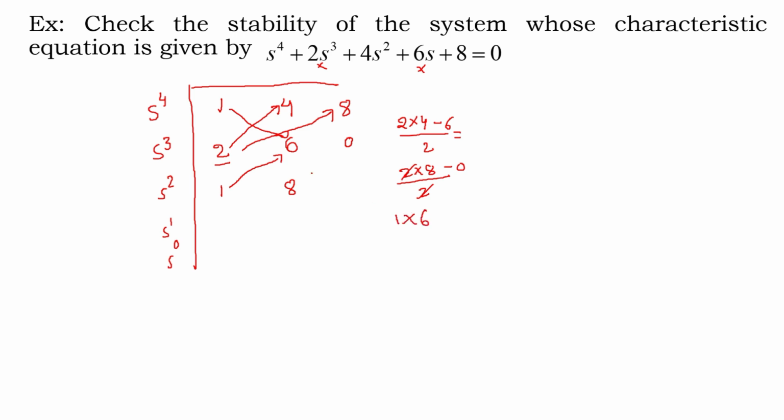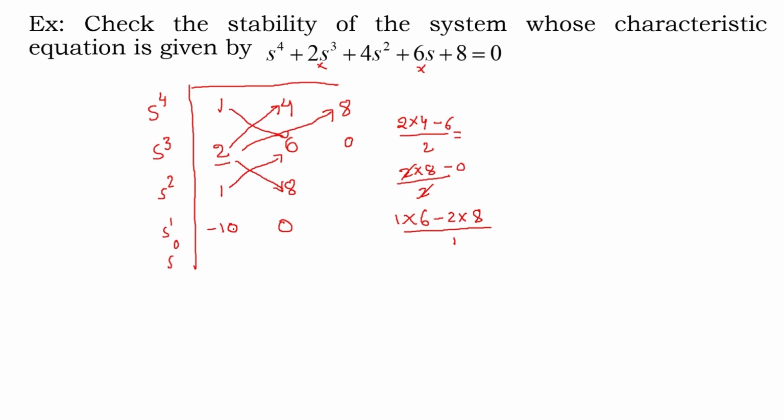Okay. For the fourth row calculation, let us begin with first 1 into 6. Next one is 2 into 8, divided by 1. 1 into 6 is 6. 2 into 8 is 16. 16 minus 6 is 10. So here you can say that this is minus 10. Then 1 into 0, 2 into 0, its answer is definitely 0.